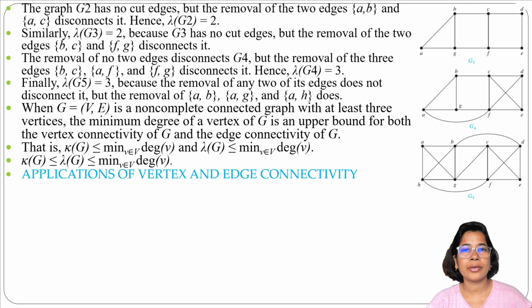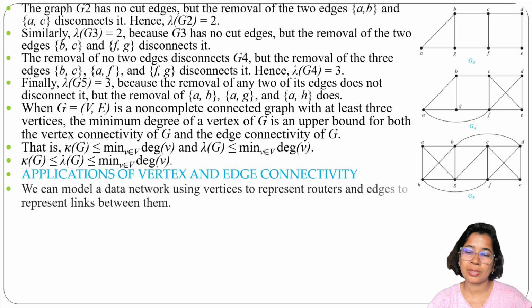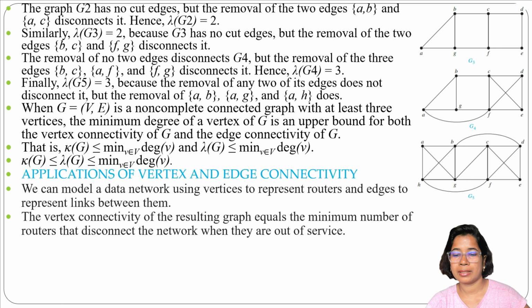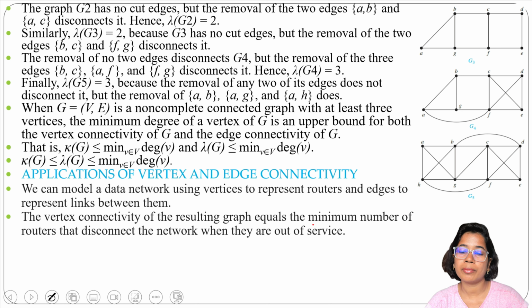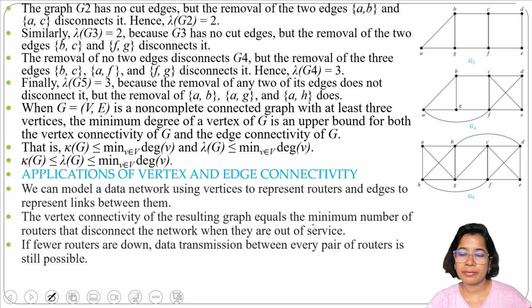Next, application of vertex connectivity and edge connectivity. Here I am just mentioning two applications. There are multiple applications. First, we can use it in the network. Like we can model a data network using vertices to represent routers and edges to represent links between them. How we connect are the edges, and routers are the vertices. The vertex connectivity of this graph equals the minimum number of routers that we can disconnect when the network is out of service. If fewer routers are down, data transmission between every pair of routers is still possible.